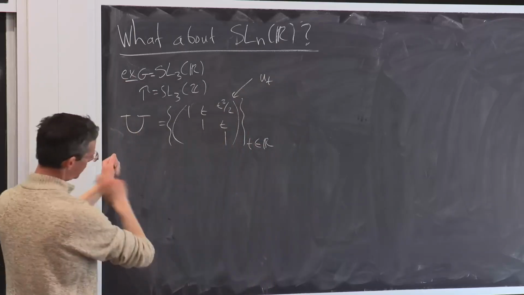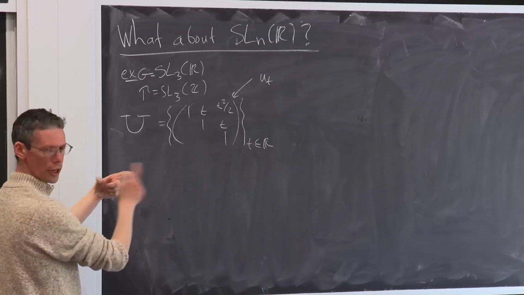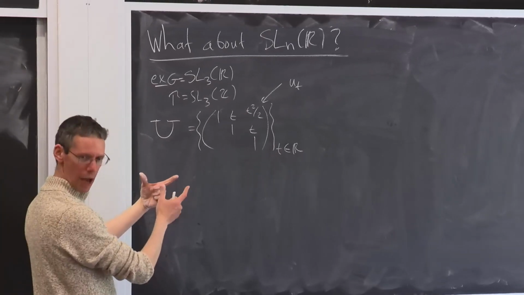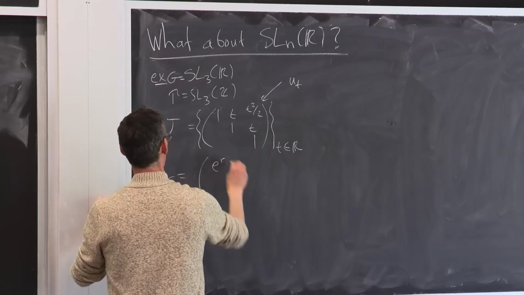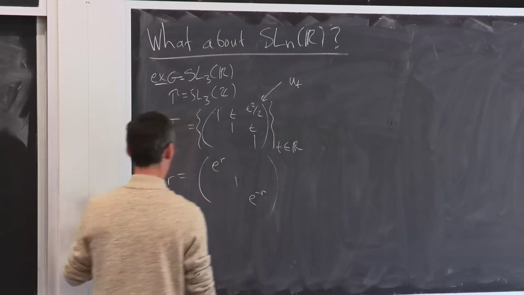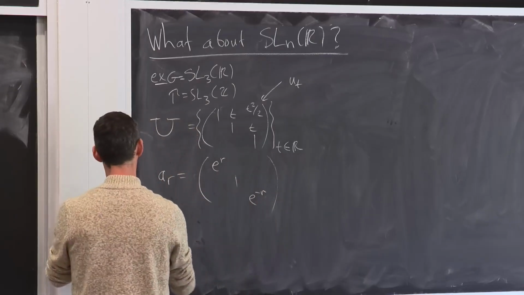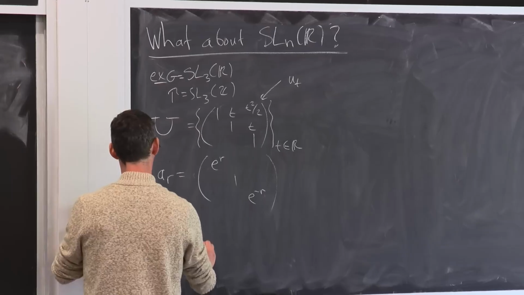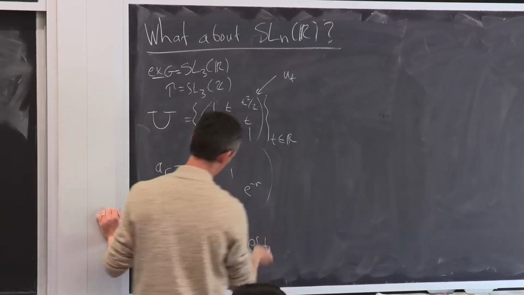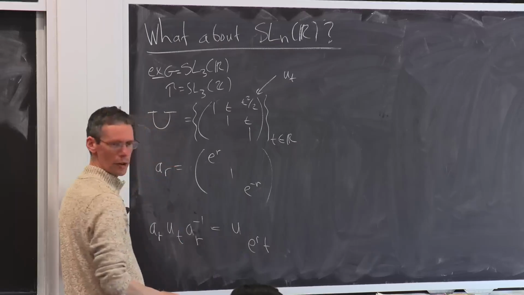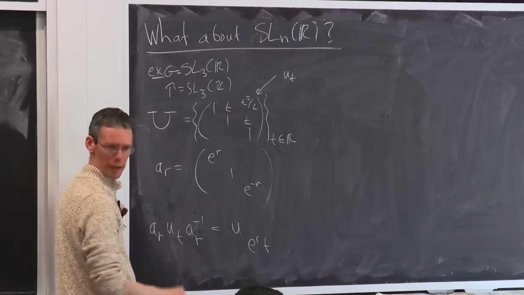So our basic setup with conjugating by a diagonal matrix works. And the relevant diagonal matrix is this matrix. Then you can check that A sub r, U sub t, A sub r inverse is U sub e to the rt. Turns out to be e to the rt, not e to the 2rt, but that's not too big a deal.